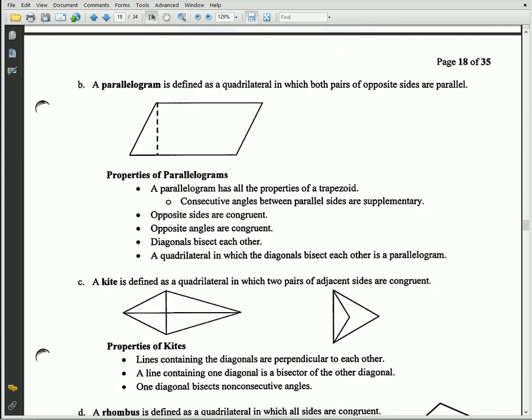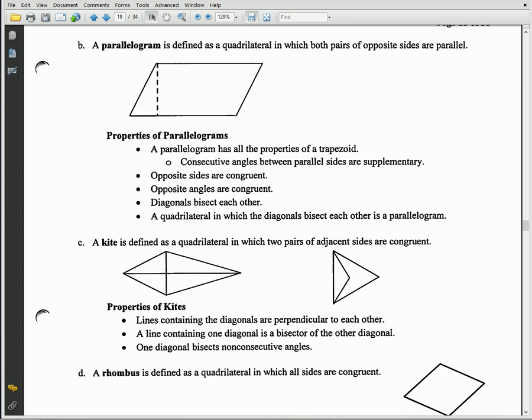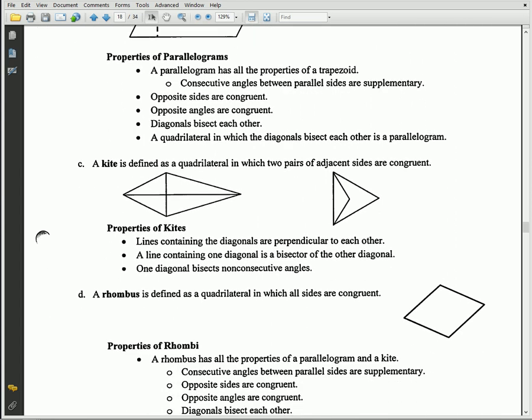The second is a parallelogram. This is defined to be a quadrilateral where both pairs of sides are parallel. Now, I've given you an example of a parallelogram and where to find the height. Now, remember, the height or the altitude could be outside the parallelogram. Again, there are the properties, and I'm going to let you read through that.